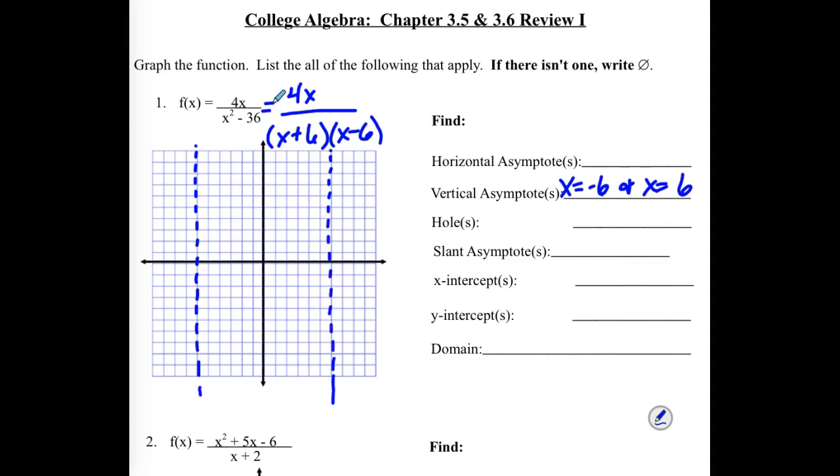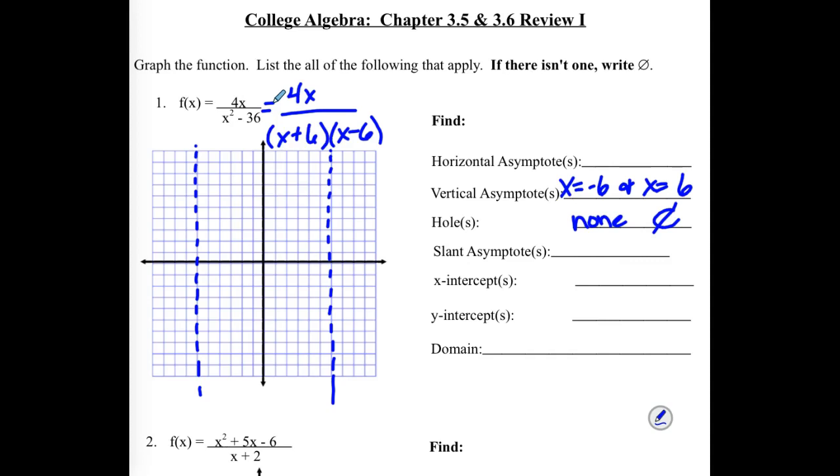Okay. Do we have any holes? No. So you're going to write the word none, or you can write no solution if you want. But you need to put something in that blank. How about horizontal asymptotes? How do we figure out those?